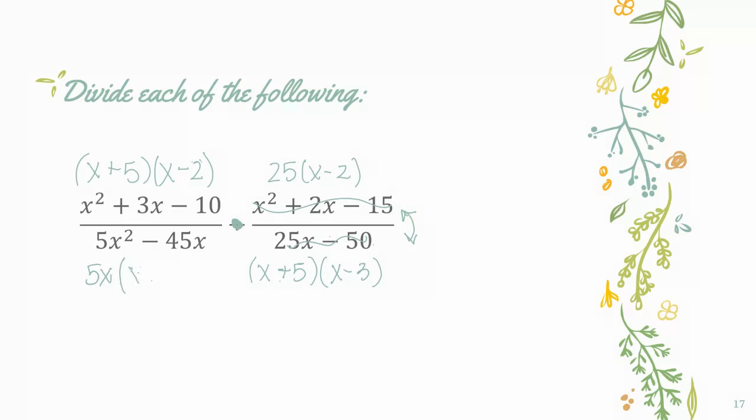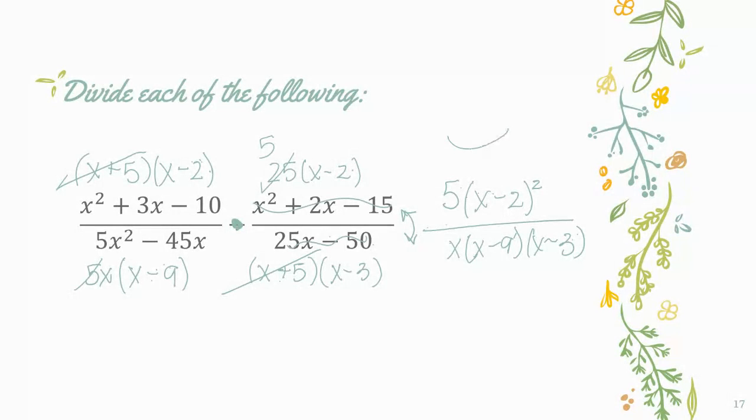And then on the bottom here, I'm going to take 5x out of everything, and I get an x minus 9. Now I'm going to start canceling. So I can cancel x plus 5. I can cancel a 5 and the 25, and it looks like that's it. So on top, I am left with 5 and then x minus 2 squared because I have 2 of them. On bottom, I'm left with x and x minus 9 and x minus 3. That is my final answer.